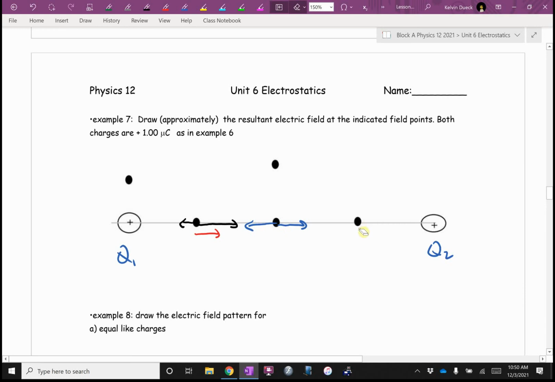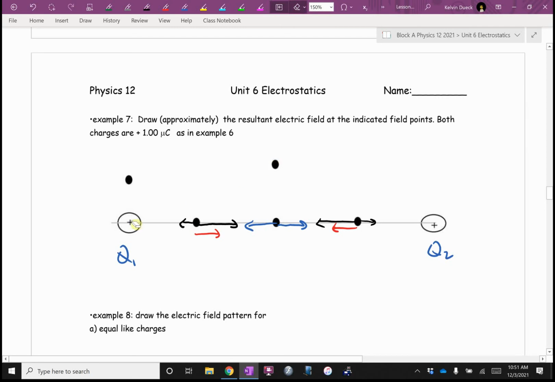What about right here? Which way do you think the electric field is? For the same argument, we can say, okay, this would push to the left. Q1 would apply a force, an electric field to the right. The net electric field would be, oh, change colors, that way.